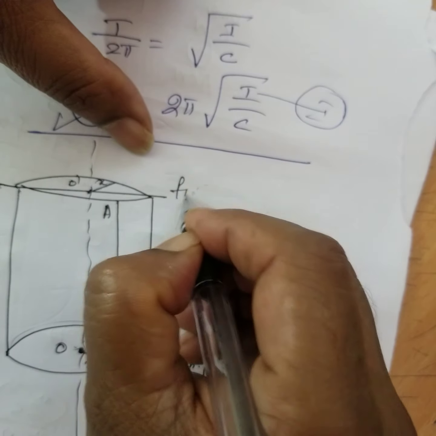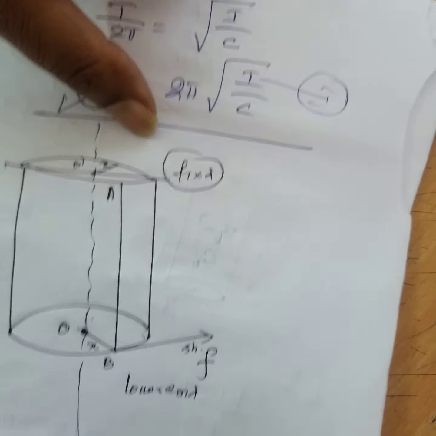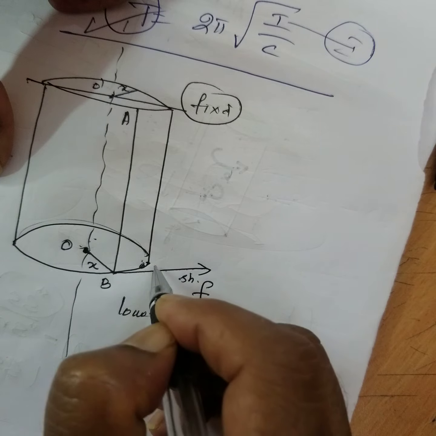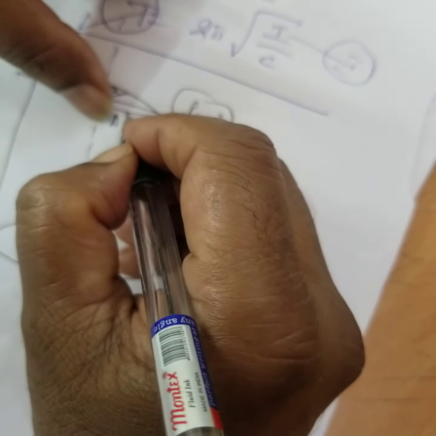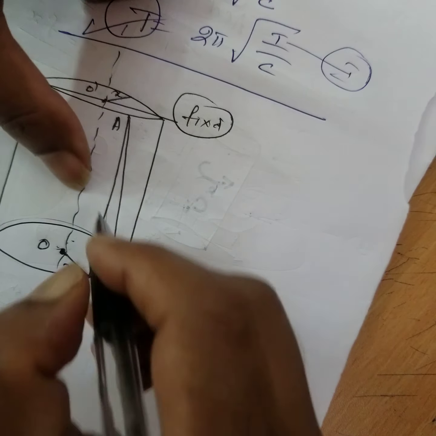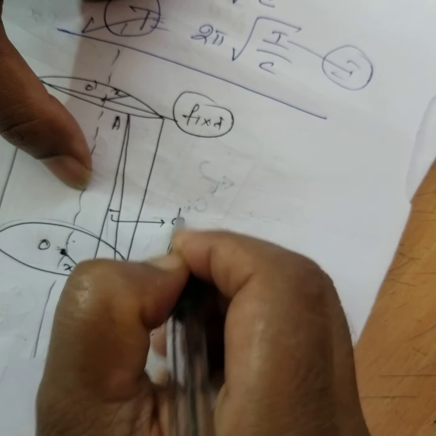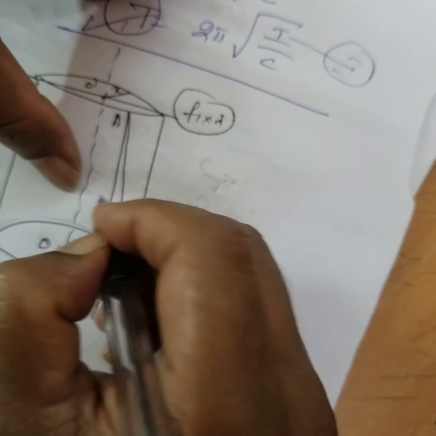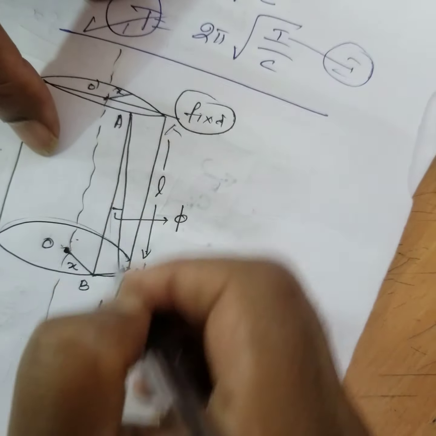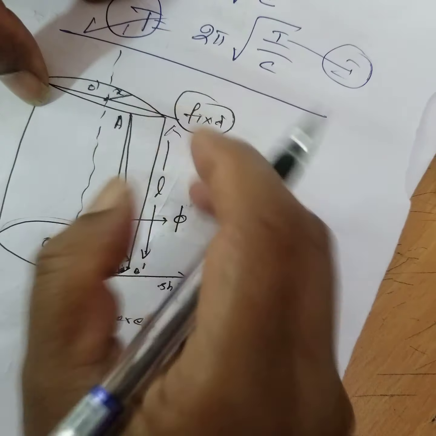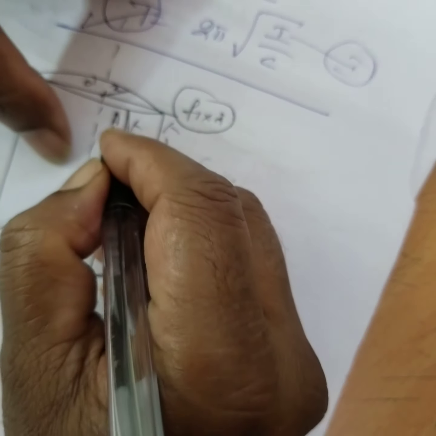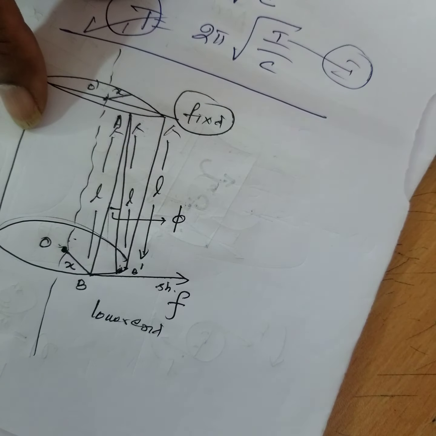Because the upper end is fixed, I am applying the force at the lower end. What will happen? This portion B changes to B dash. That means this reference line shifts from B to B dash. In other words, you can say there is an angular shift. If L is the length of this wire or rod or rubber cord, this is also L. Can you follow?